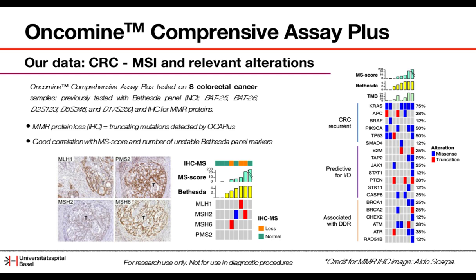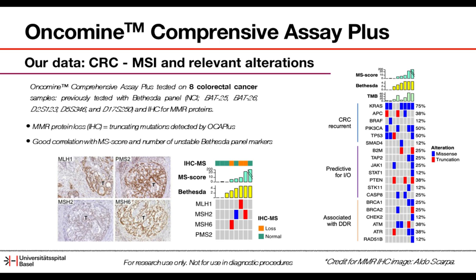And you can see here that the microsatellite instability score correlated quite well with the number of microsatellite markers that were unstable according to the Bethesda panel. We also had TMB estimation. I would say TMB also correlates quite well with the microsatellite score and with the Bethesda panel, number of markers unstable, however, not in all cases.